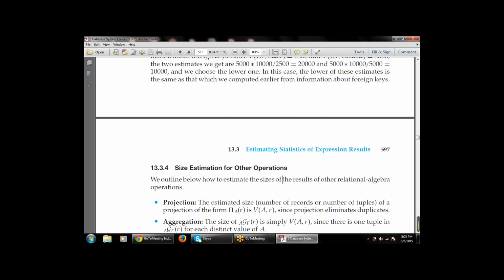The estimated size, that is the number of tuples, of a projection of the form pi A (R) is V(A, R), since the projection eliminates duplicates. Then there is aggregation: the size of A G F (R) is simply V(A, R), since there is only one tuple in the result for each distinct value of A.